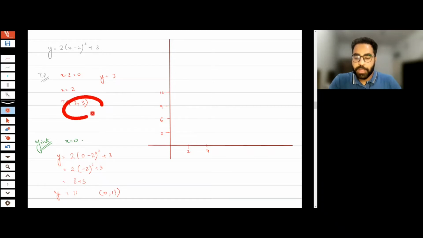My turning point is (2, 3). So the turning point would come over here, (2, 3). It's my turning point. So I'll write (2, 3) over here. My y-intercept is (0, 11). So I'll write (0, 11) over here. So this is my y-intercept.